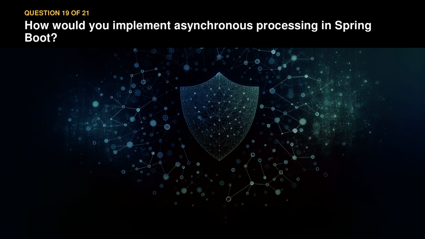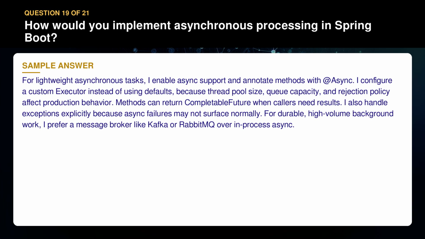Question 19. How would you implement asynchronous processing in Spring Boot? For lightweight asynchronous tasks, I enable async support and annotate methods with @Async. I configure a custom executor instead of using defaults, because thread pool size, queue capacity, and rejection policy affect production behavior. Methods can return CompletableFuture when callers need results. I also handle exceptions explicitly, because async failures may not surface normally. For durable, high-volume background work, I prefer a message broker like Kafka or RabbitMQ over in-process async.